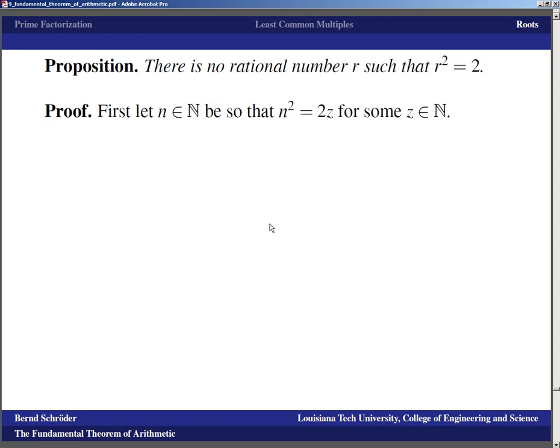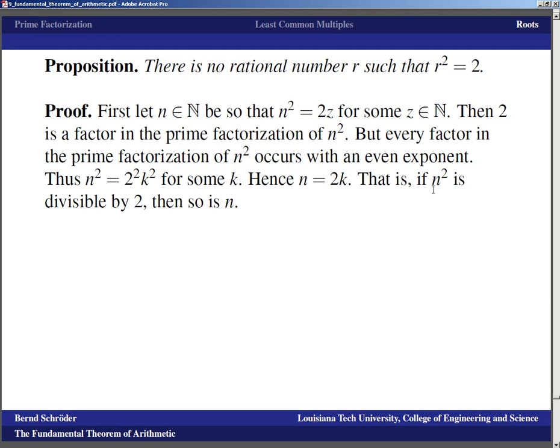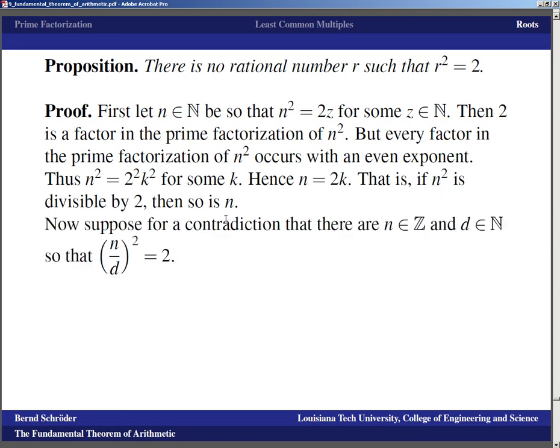So if we let n be an element of the natural numbers so that n squared equals 2z for some z in the natural numbers, then 2 is a factor in the prime factorization of n squared. But every factor in the prime factorization occurs with an even exponent, which means n squared is 2 squared k squared for some k, which means that n is equal to 2k, and that means if n squared is divisible by 2, then so is n.